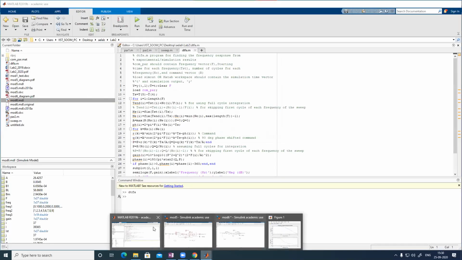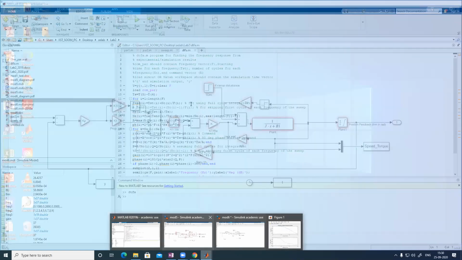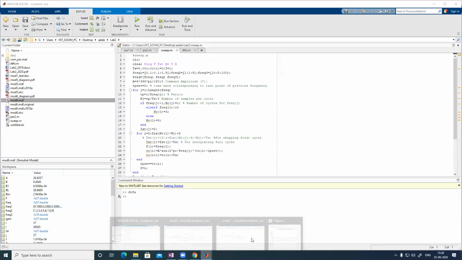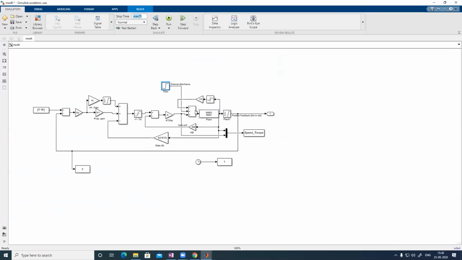So you can start doing. Any doubt, you can ask. Friction will be there. So friction is there, everything else is there. The external disturbance is not there. External disturbance I can neglect, that is, you can delete this one. No problem. You are not taking any disturbance response for frequency.